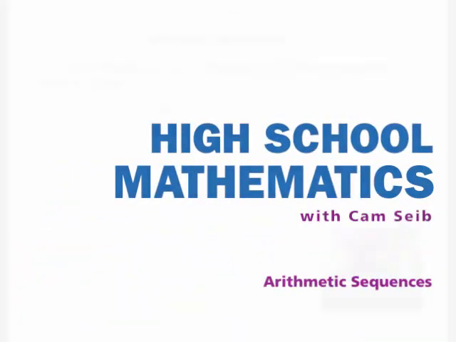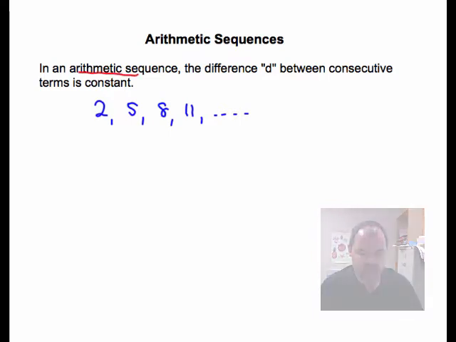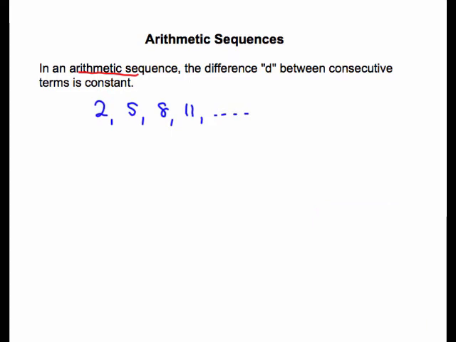Well, hello and welcome to Pre-Calculus 11, and our first topic is arithmetic sequences. So we're going to talk about sequences and series of numbers. An arithmetic sequence is one in which the difference between consecutive terms is a constant. So I have an example of an arithmetic sequence here.